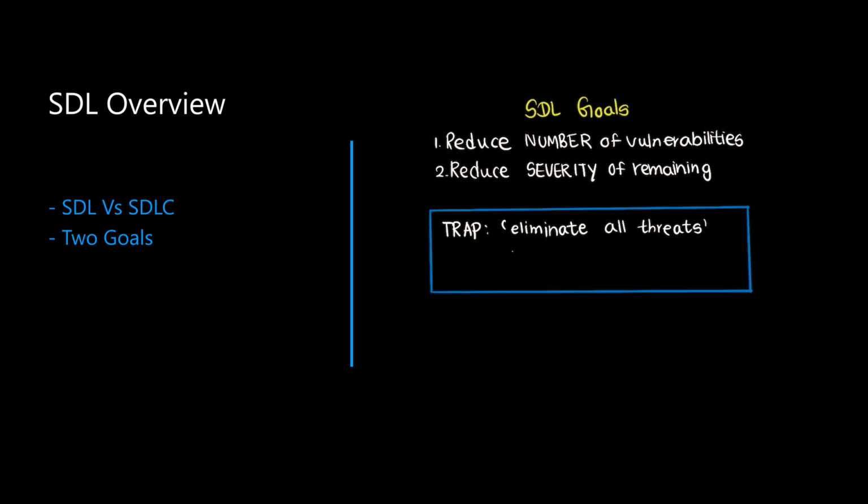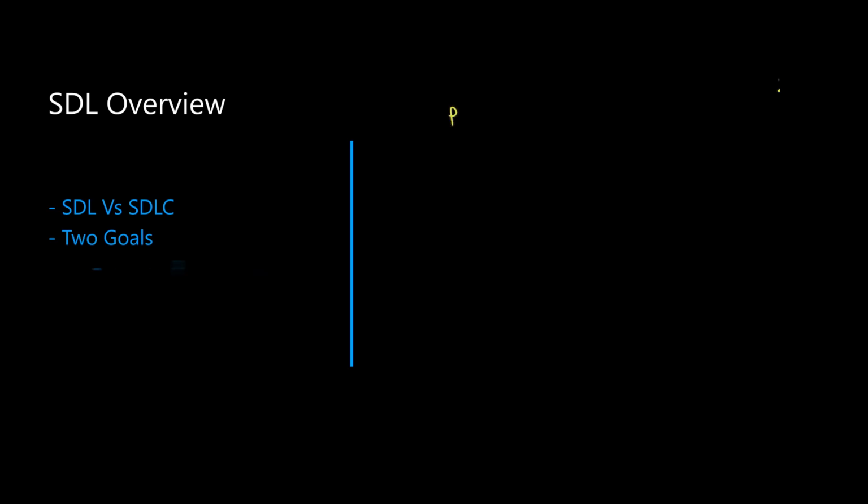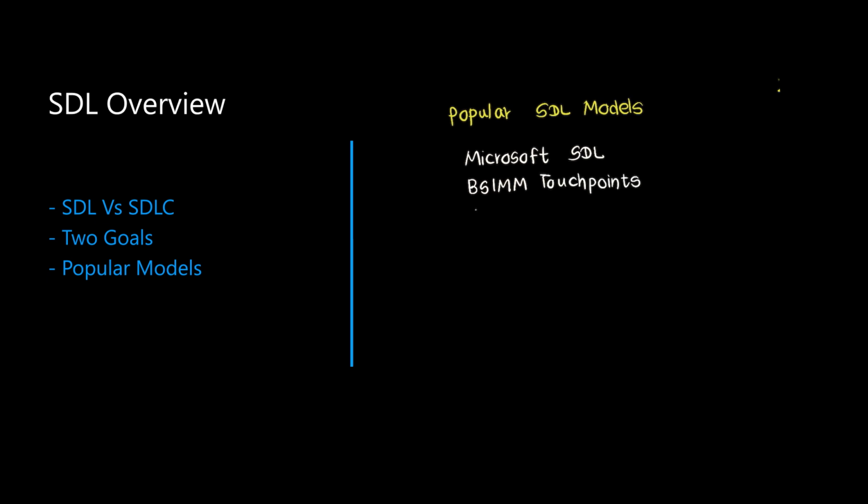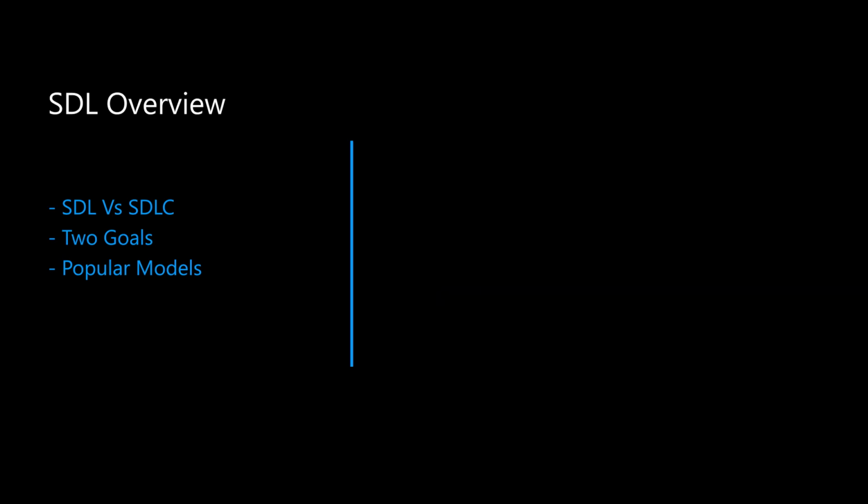The goal is reduction and management of risk, not elimination, because total elimination is unrealistic in any real development environment. The most well-known SDL model is Microsoft's trustworthy computing SDL, which has been evolving for over a decade. Other popular models include the BSIMM SDL touchpoints, the OWASP Code Review Guide, and Cisco's Secure Development Lifecycle. Each takes a slightly different approach, but they all share the same core idea of integrating security into every phase of development. The authors present their own SDL model with 6 phases that map to typical SDLC phases.